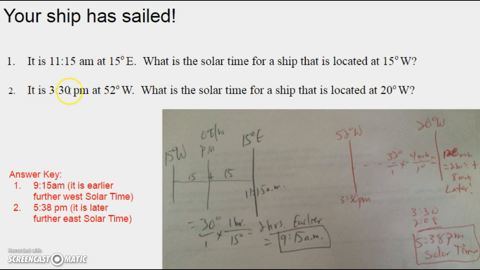And my second problem is 3:30 p.m. at 52 degrees west. So what's the solar time at 20 degrees west? Well, notice it's a difference of 32 degrees times 4 minutes per degree, and I get a total of 128 minutes. 128 minutes is 2 hours and 8 minutes later. It's already experienced 3:30 p.m. solar time. So I take 3:30 plus 2 hours and 8 minutes, and it's 5:38 p.m. solar time at this new location.